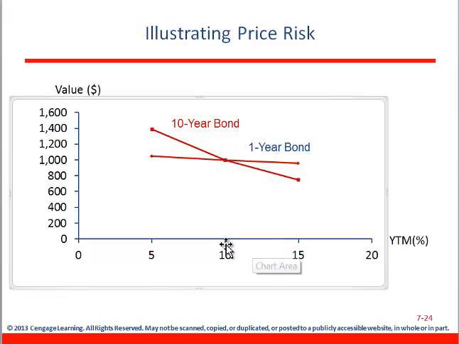You'll notice if rates fall, price risk is actually good, right? If rates fall, the 10-year bond increases in price and increases at a greater amount than the one-year bond. So for a decrease in rates, high price risk is good. Let's go to the next slide.